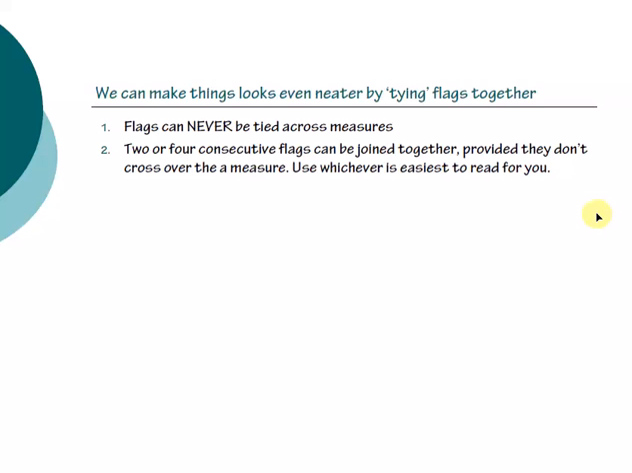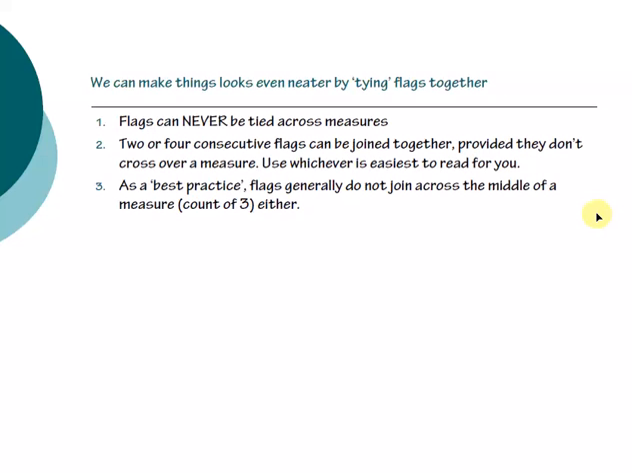We would normally join 2 or 4 cars together. Okay, now remember we can have 8 of them in a garage, but we generally will tie only 2 or 4 together at one time, provided they don't cross over the measure, as we explained in the first point. And you tie however many looks nice to you on paper. This is going to make a bit more sense in a moment. Okay. As a best practice, when we're talking about music now, just forgetting the car example, when we tie flags, we generally don't join them across the middle of a measure either. Okay, so we absolutely cannot ever tie them across a measure, but for ease of reading, we generally don't tie them across the middle of the bar either.